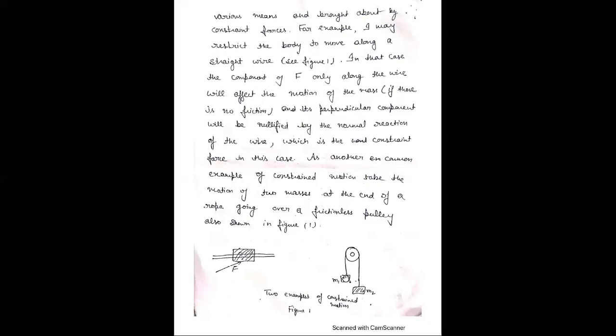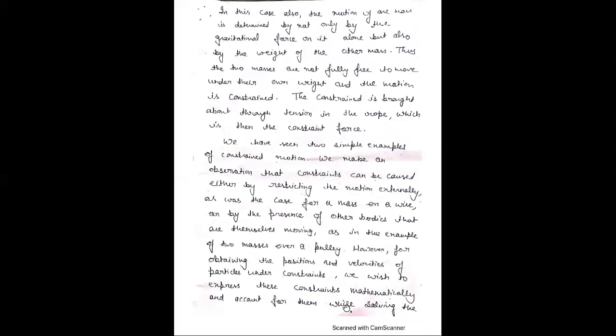Also, the length of the rope is fixed. This is the second constraint on M1 and M2. And the motion of the masses is only along the vertical direction. There is no horizontal motion. Therefore, the motion and the weight of these masses are constrained. The constraint is brought about through tension in the rope, because the force in the rope is tension, which is then the constraint force of M1 on M2. Now, these are two simple examples of constrained motion.